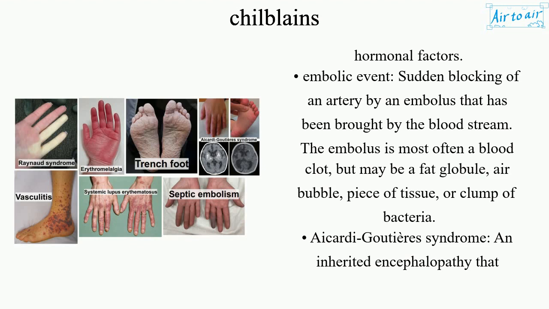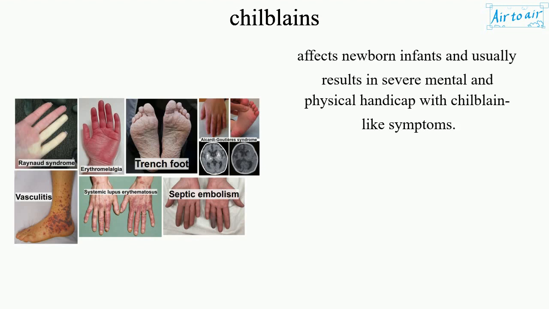Aicardi-Goutières syndrome. An inherited encephalopathy that affects newborn infants and usually results in severe mental and physical handicap with chilblain-like symptoms.